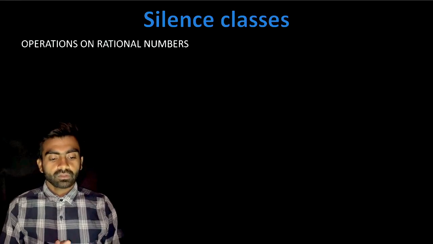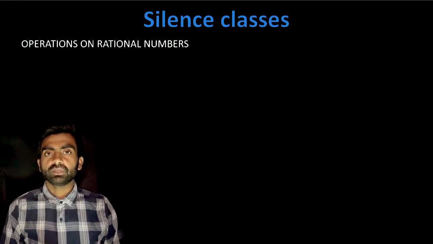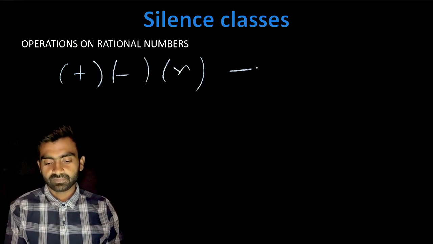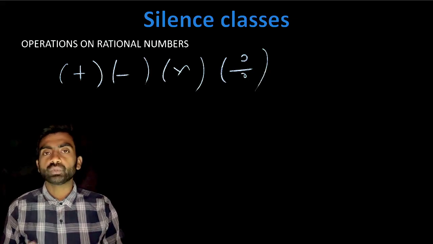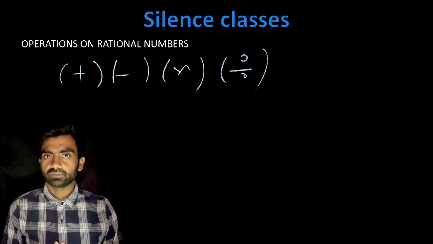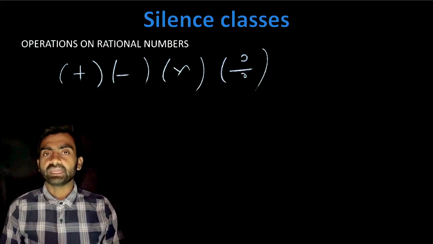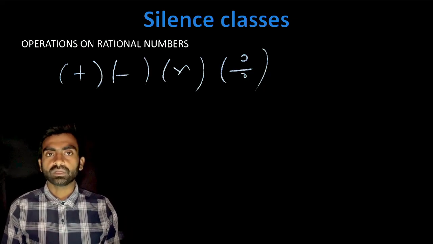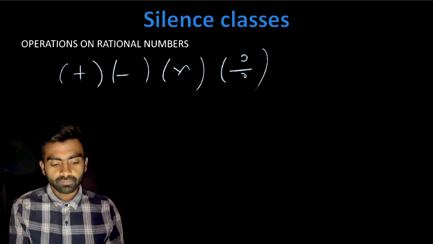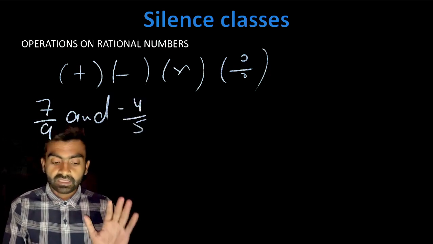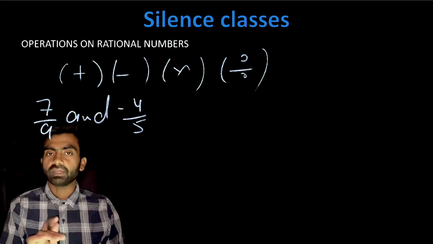Now, operations on rational numbers. Operations mean addition, subtraction, multiplication and division. We have to do them on rational numbers. So first of all, how do we do addition? The numbers given to us may be in the form of 7 upon 9 and minus 4 upon 5. It can be 4 upon 5 or it can be minus 4 upon 5.